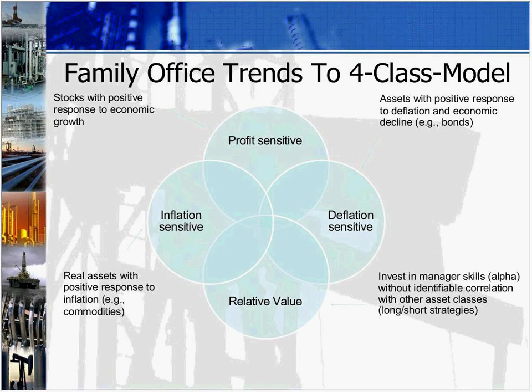So what is a full-class model exactly? The full-class model, which a number of family offices follow, is comprised of every sector of the market. So you want stocks, which have a positive response to economic growth, so they're profit sensitive. If you're in a cycle in the market, such as the 1990s tech boom, your asset allocation is going to benefit from the economic growth, the technological growth and the innovation, and you're going to see an alpha in your return.